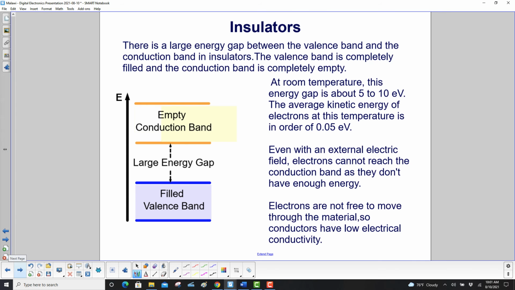Therefore, these electrons will be mobile, and they give the conductors their high electrical conductivity. For insulators, there's a very large energy gap between the valence band and the conduction band. The valence band is completely filled, and the conduction band is completely empty. At room temperature, the energy gap is about 5 to 10 eV, electron volts. The average kinetic energy of electrons at this temperature is 0.05 electron volts. Even with an external electric field, electrons cannot reach the conduction band as they don't have enough energy. So the result is electrons are not free to move through the material, so insulators have a very low electrical conductivity.